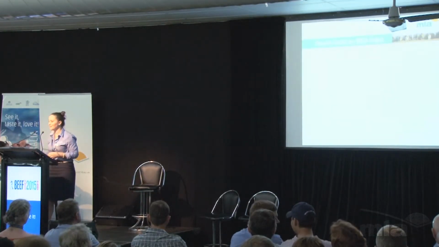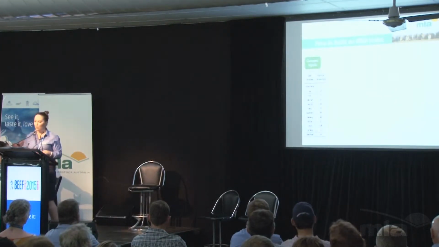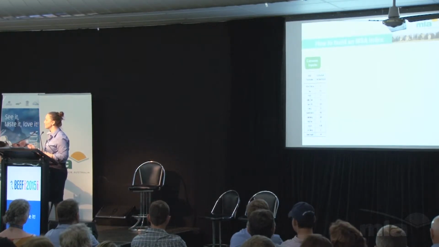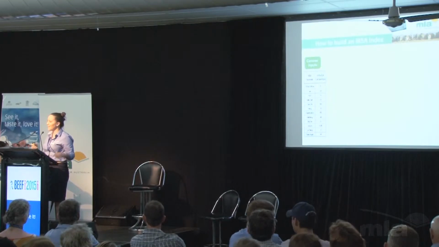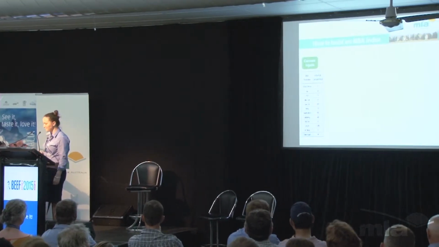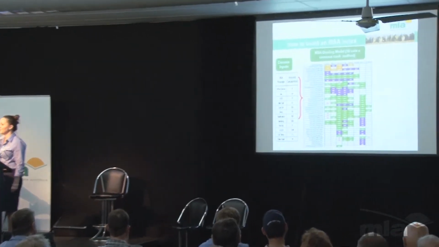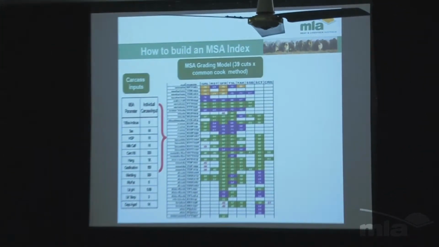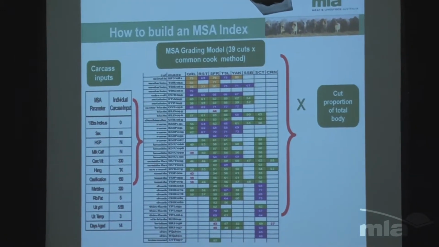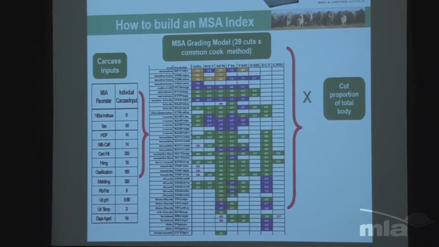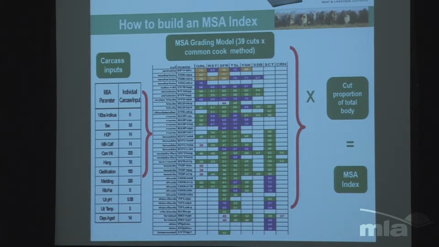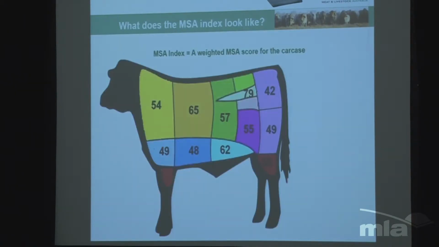So how is it created? Well, first we take all of our MSA inputs, which the MSA grader on plant will capture. There are also some inputs from the MSA and national vendor declarations. It then goes into the MSA model and is calculated for 39 cut by cook combinations. We then take it a step further and weight it by the cut proportion and come out with our MSA Index score.